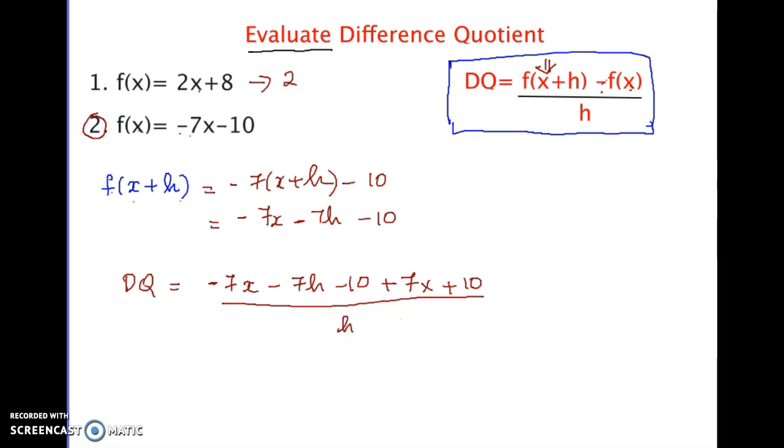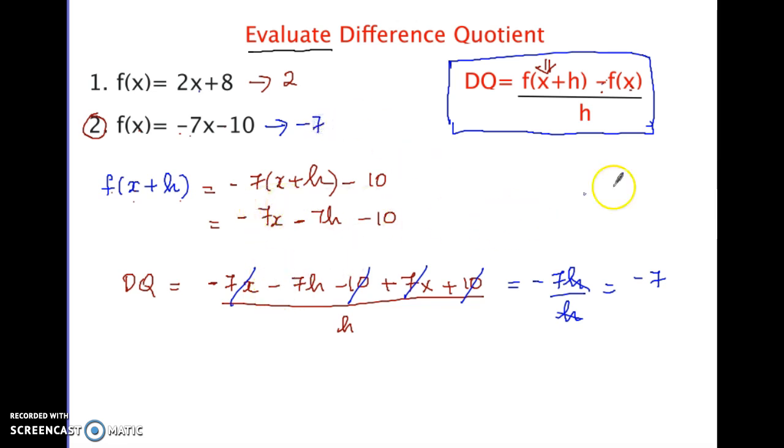Let's see what can be cancelled here. Positive 10, negative 10, positive 7x, negative 7x, and we are left with negative 7h over h. H and h will cancel and we'll just get negative 7. So here the difference is negative 7.